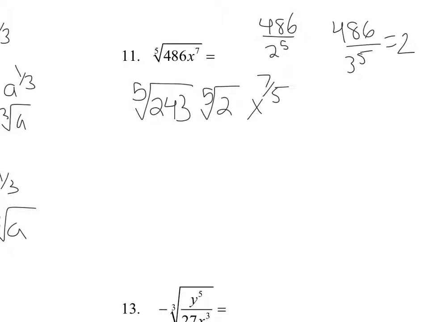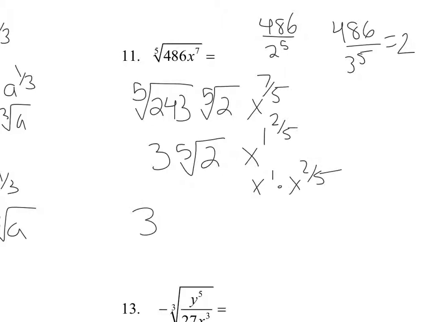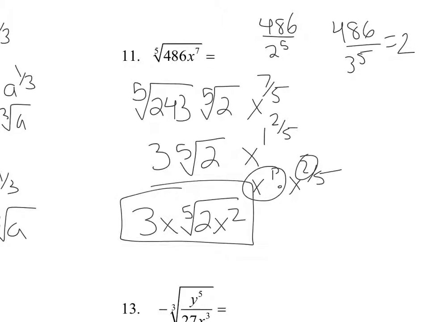So this would be 3 fifth root 2, and then over here we have, remember I said that'd be 1 and 2/5. So that'd be like x to the first times x to the 2/5. So I have 1x that comes out right here, and then 2, and then the x squared, because it's to the second, that stays under. Let's do a couple more.